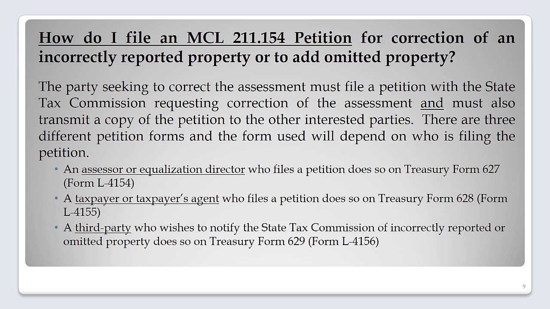The party seeking to correct the assessment must file a petition with the State Tax Commission requesting correction of the assessment and must also transmit a copy of the petition to the other interested parties. There are 3 different petition forms, and the form used will depend on who is filing the petition. An assessor or equalization director who files a petition does so on Treasury Form 627. A taxpayer or taxpayer's agent who files a petition does so on Treasury Form 628. And a third party who wishes to notify the State Tax Commission of incorrectly reported or omitted property does so on Treasury Form 629.